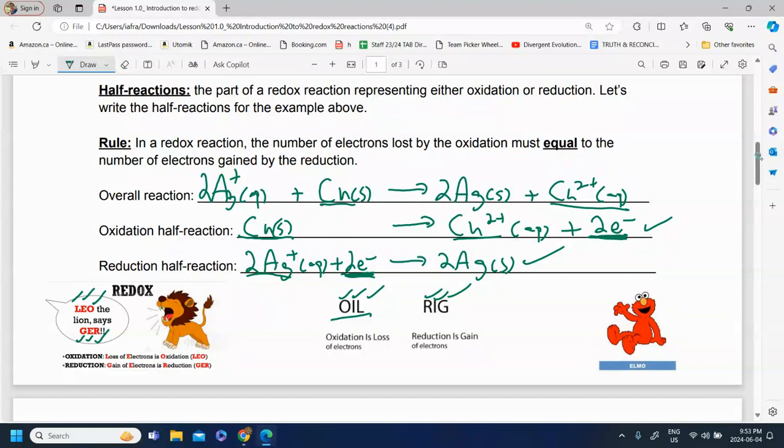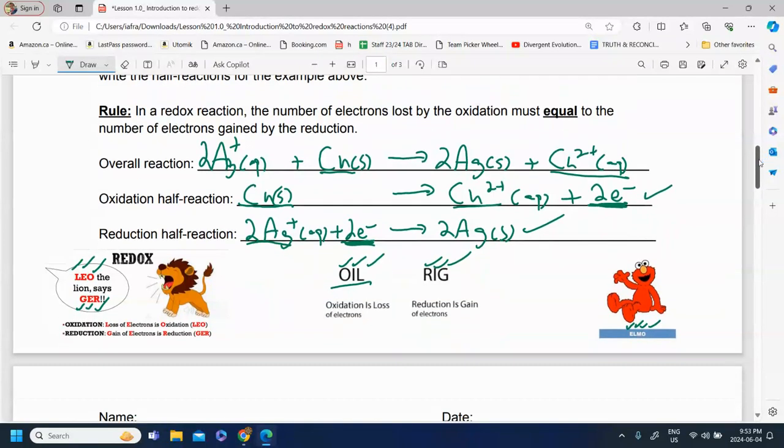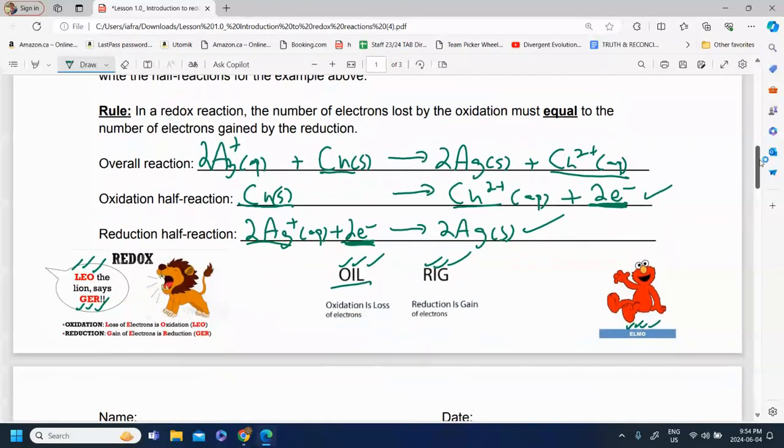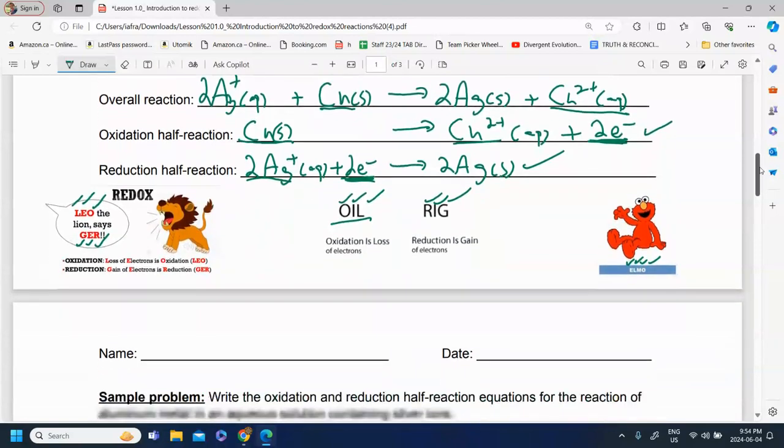Then there's Elmo. I think that one means electron loss means oxidation. So if you like Elmo, you can remember that one as well. There's a lot of different tricks you can make up, mnemonics. Try to make up your own to be creative. But these ones have been working for a long time, so you can try to use these ones as well.